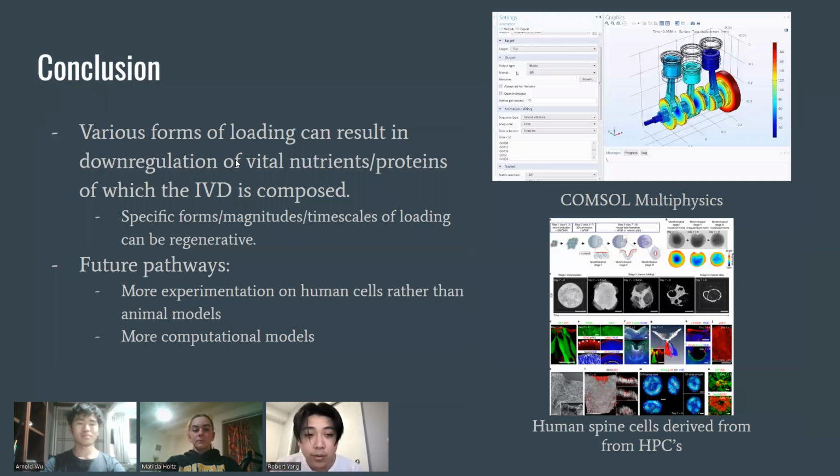All right. The main takeaways are that various forms and types of loading can result in degradation or downregulation of the vital nutrients and proteins that the IVD needs or is composed of. But as we can see, there are different magnitudes and time scales that show that different loads can also be regenerative. Looking into the future, we want to see what other forms of research can come about, and this likely lies in either human spine cells derived from pluripotent cells or computational modeling like COMSOL.